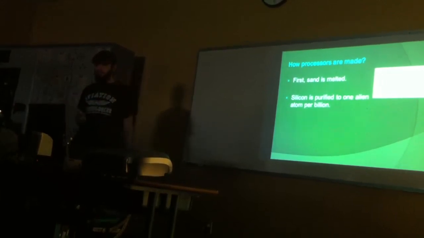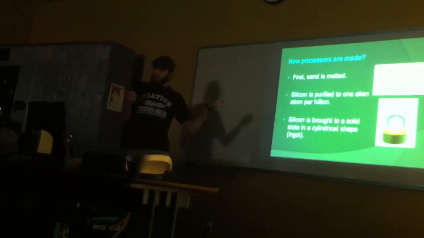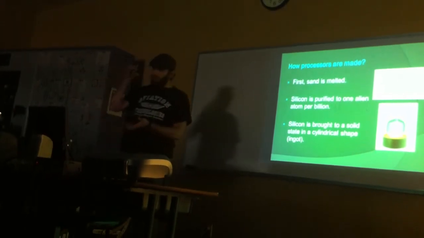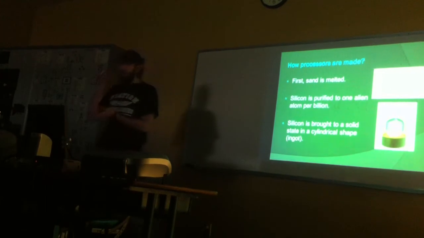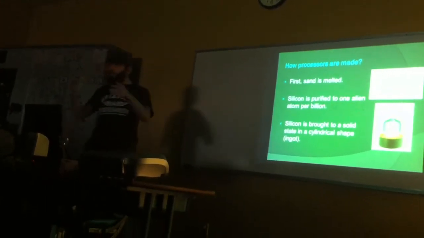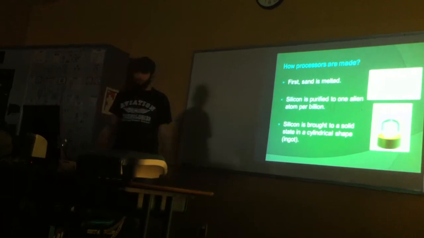The point of it is just to make the silicon do its job and not to make other atoms interfere with other elements. Then after melting the sand, they bring it to a solid state in a cylindrical shape, and they call it an ingot. That's about 12 inches in diameter.